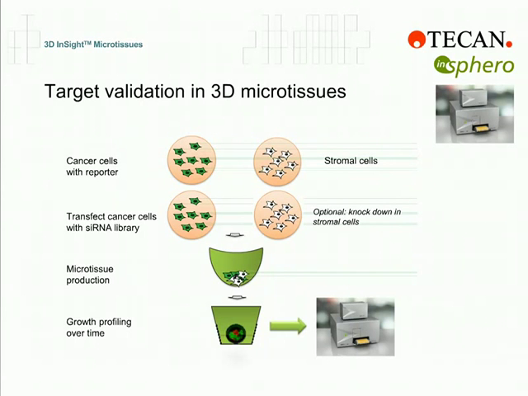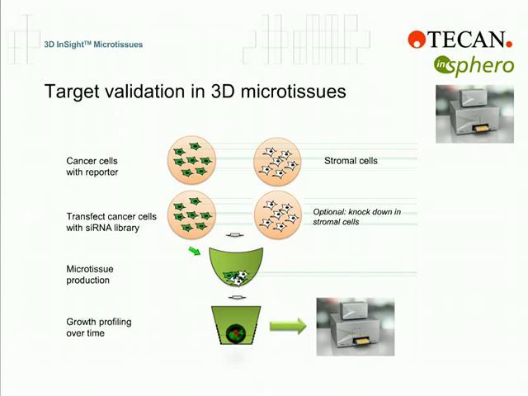You can also perform target validation in 3D microtissues using, again, fluorescently labeled cancer cells, as shown here. The system we have established is, again, a co-culture system where we used cancer cells harboring GFP and NIH-3T3 as a stroma component, again, to reflect more closely the xenograft situation. The transfection of the cancer cells with the siRNA library takes place still in monolayer cultures. And after we have transfected the cancer cells, we mix these two different cell populations, the cancer cells and the stroma cells, in the hanging drops and produce the microtissues.